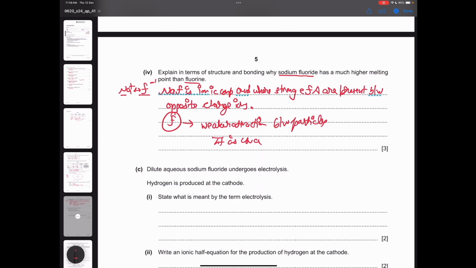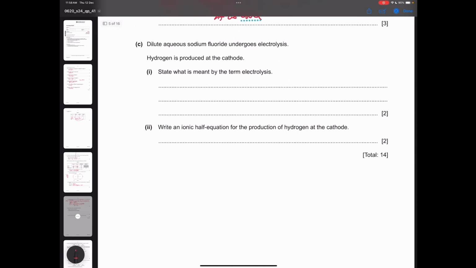All right. Dilute aqueous sodium fluoride undergoes electrolysis. Hydrogen is produced at cathode. State what is meant by the term electrolysis. So electro means using electricity. Lysis means you are trying to break something. Lysis is a word used a lot in bio. There are a lot of enzymes which have the suffix lysis. It simply means to split up or break something.